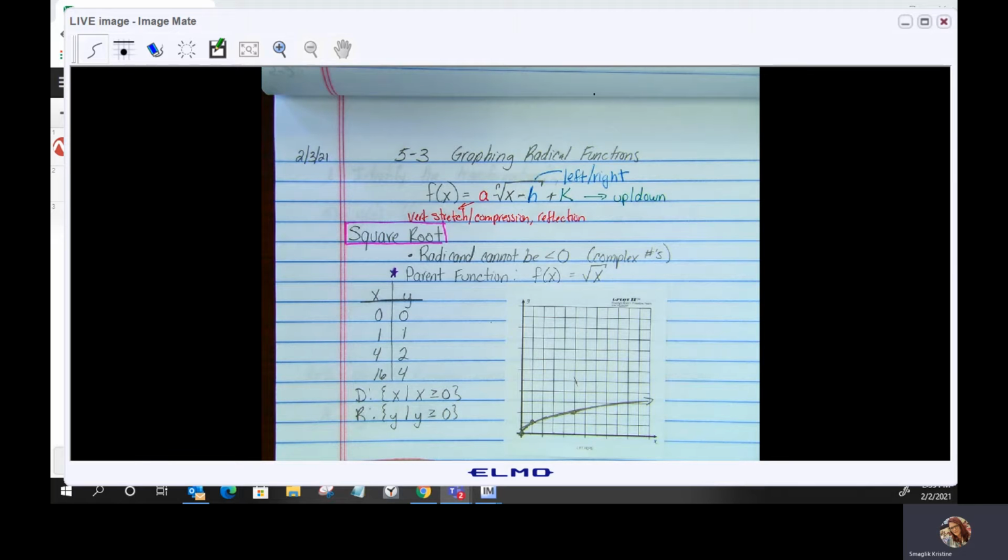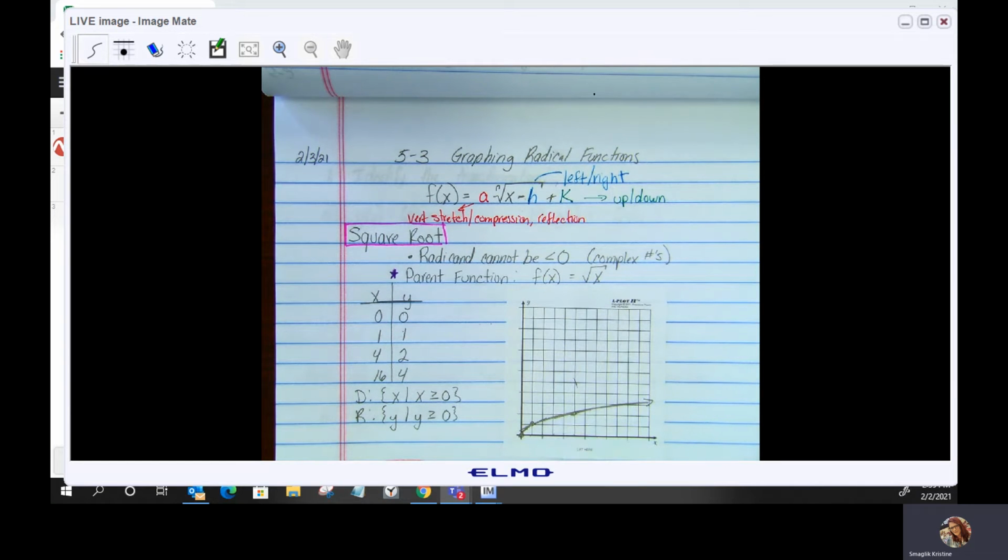So here we go. Let's take a look at some parent functions. First of all, let's look at the square root function. Now, remember, the radicand cannot be less than 0, because if we have a negative number underneath the radical, that gives us complex numbers. So your domain has to be x is greater than or equal to 0. Choose any numbers 0 and higher.